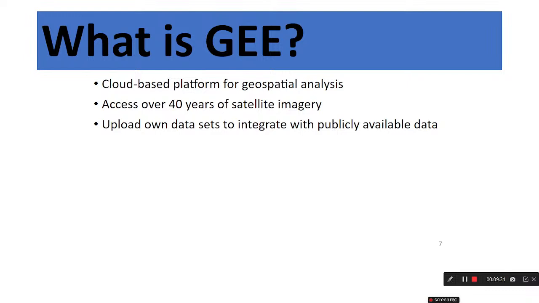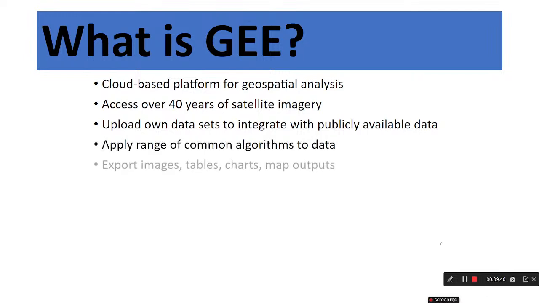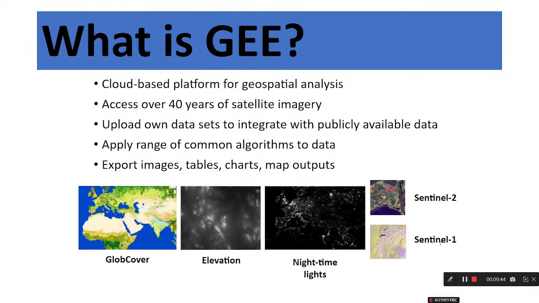And you can easily upload your own dataset to Google Earth Engine. You can easily apply different types of algorithms to your data. And finally, you can easily export the image, table, or chart as an output. We can make the land use land cover classification map. We can easily get the output as an image or TIFF format image. We can easily make the time series chart. We can easily download the table. From the Google Earth Engine platform, we can easily export all of these things.